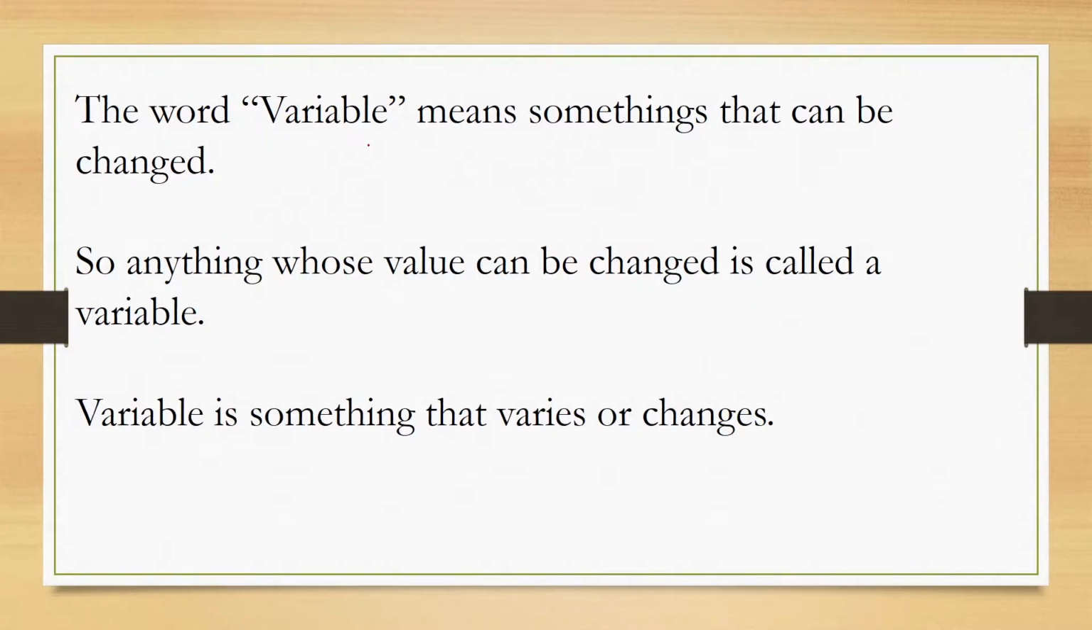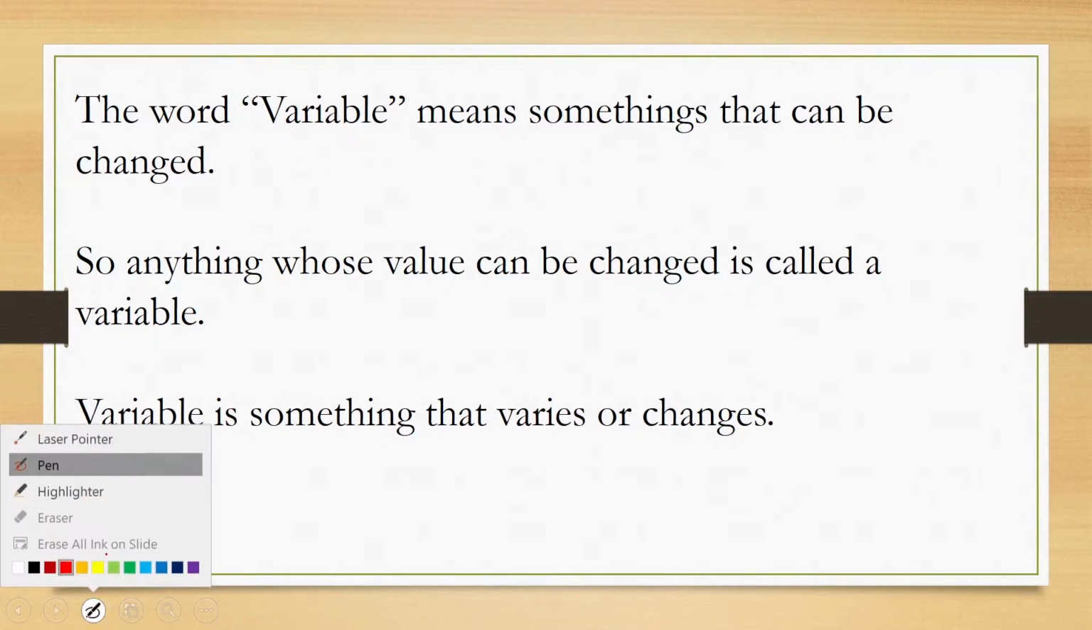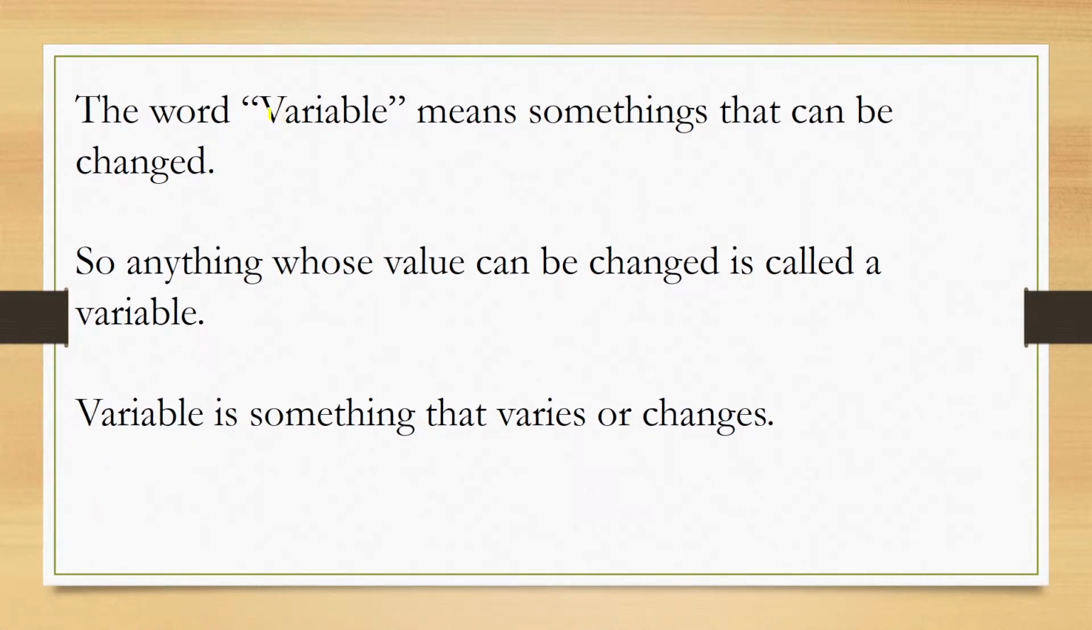The word variable means something that can be changed. Anything whose value can be changed is called a variable. Variable is something that varies or changes.